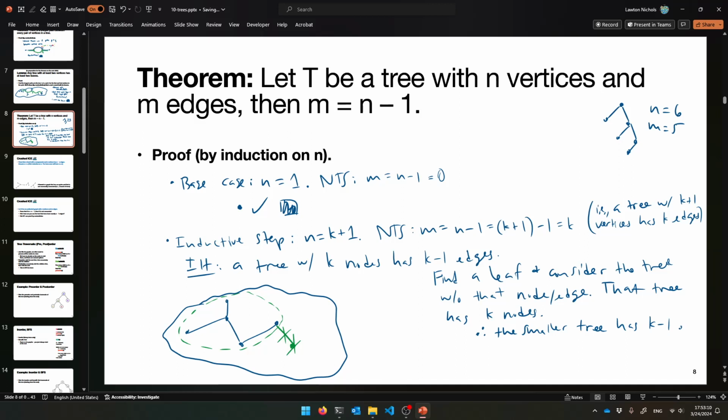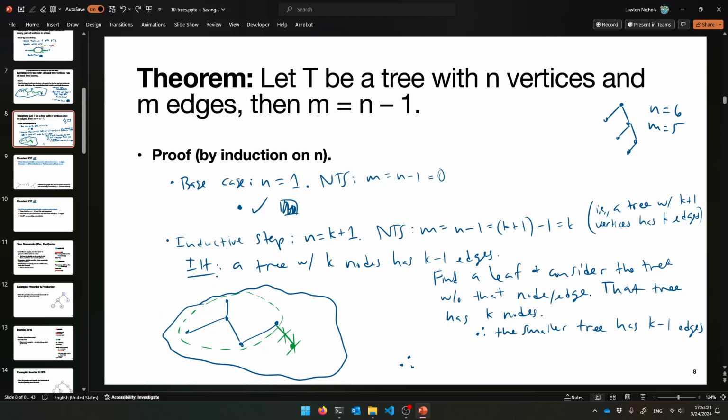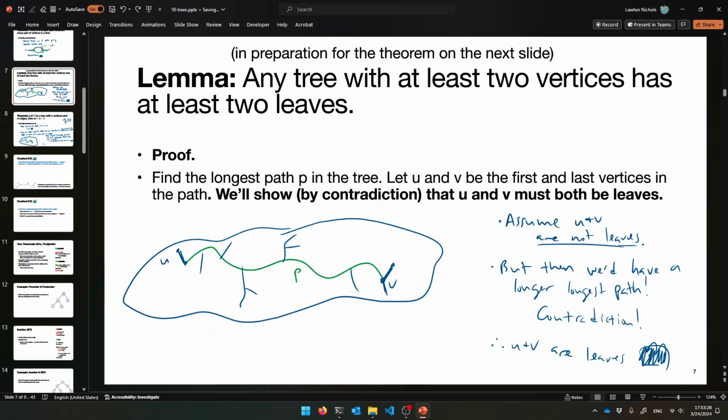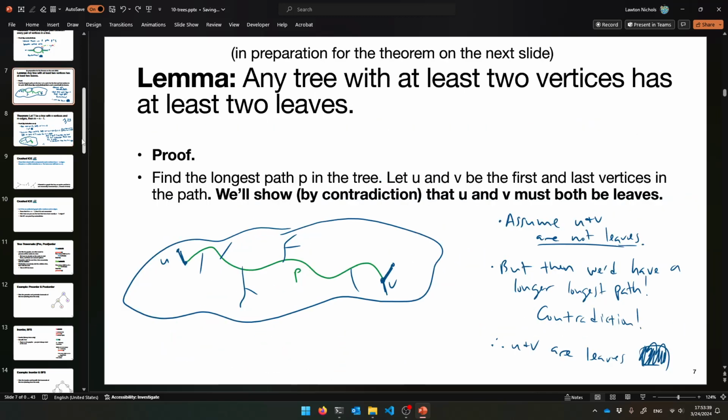Cool. All right, what does that tell us about the original tree? The original tree with k plus 1 nodes. Isn't that nice? I was able to find a leaf by this theorem. That's what I need the theorem for. It had a leaf I could talk about, and I was able to get rid of it and keep something there. So that's why we needed this one. So that was that one.